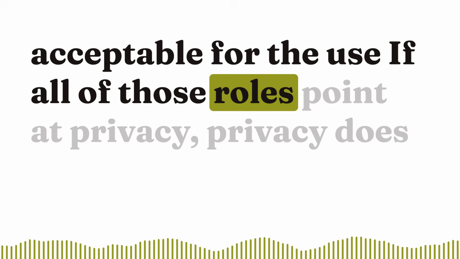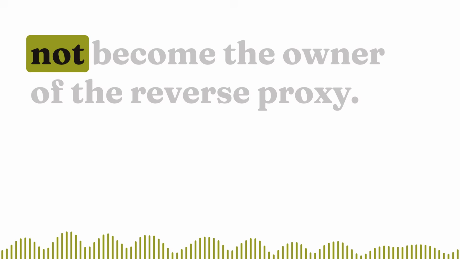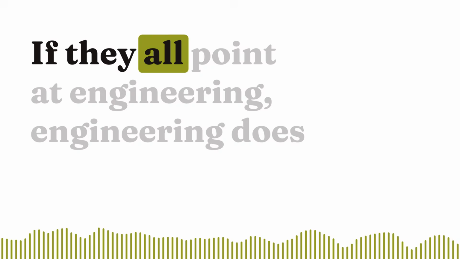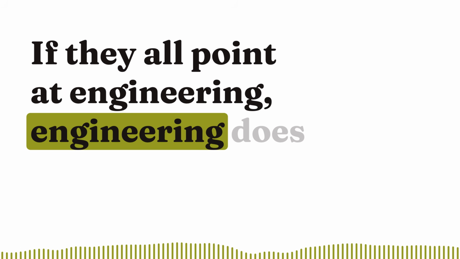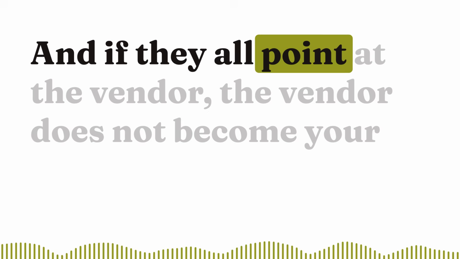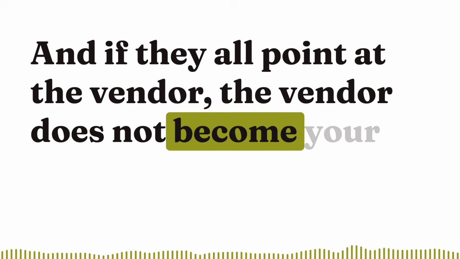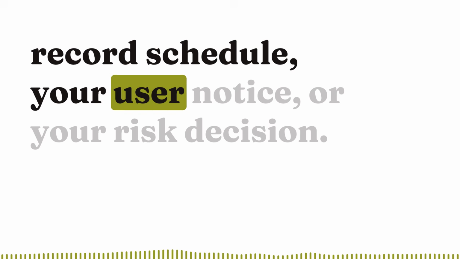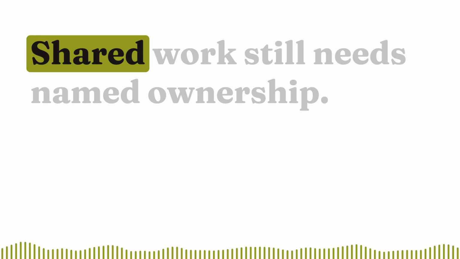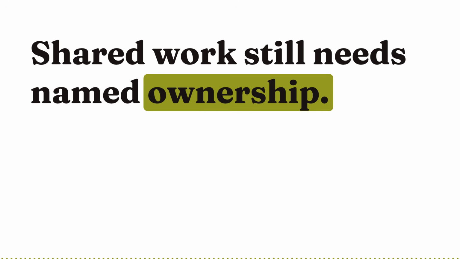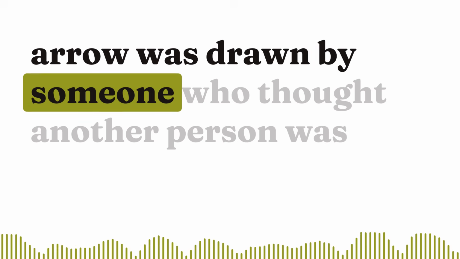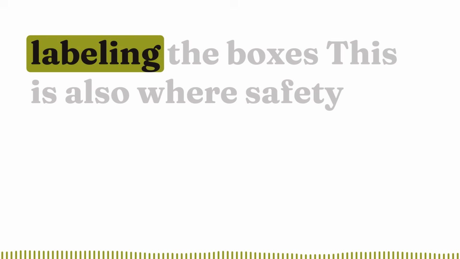If all of those roles point at privacy, privacy does not become the owner of the reverse proxy. If they all point at engineering, engineering does not become legal counsel with a deployment pipeline. And if they all point at the vendor, the vendor does not become your record schedule, your user notice, or your risk decision. Shared work still needs named ownership. Otherwise, the map becomes a group project where every arrow was drawn by someone who thought another person was labeling the boxes.